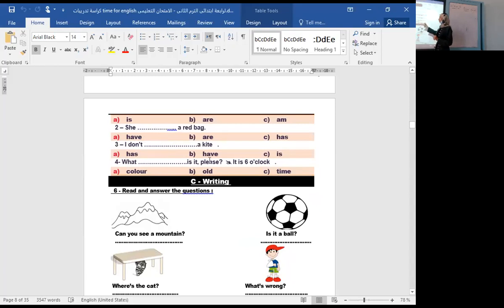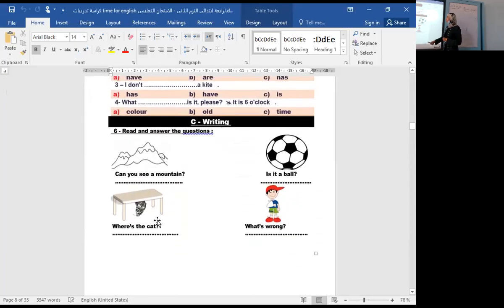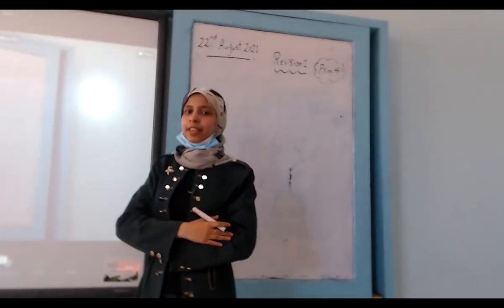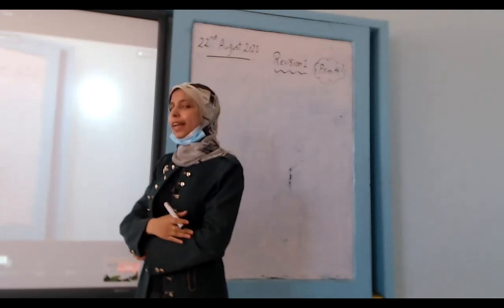What space is it? It's 6 o'clock. 6 o'clock is a time. So when I ask about the time, I can say, what time is that? You then answer the question, can you see a mountain? Yes. Is it a ball? Yes. Where is the cat? She is under the table. What is wrong? This boy has some injuries in his arm. So what is wrong? We can say his arm was or is broken.